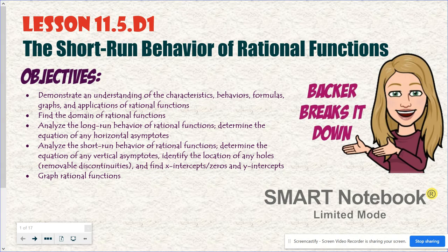In today's episode, we are going to investigate the short-run behavior of rational functions. Okay, so we've already discussed long-run behavior. We're going to focus on short-run behavior here. Maybe I'll throw some long-run in there just for fun. And so for short-run behavior, we're going to talk about vertical asymptotes, x-intercepts, the y-intercept, and something called a hole, which is exactly what it sounds like.